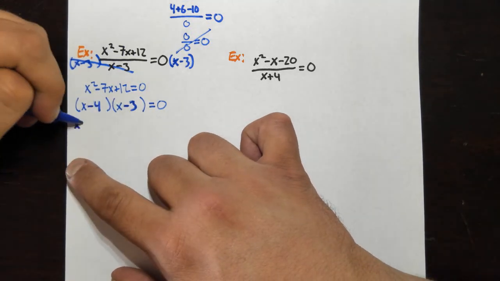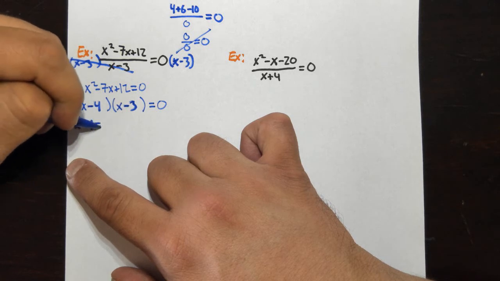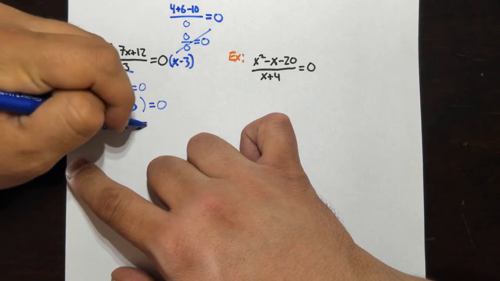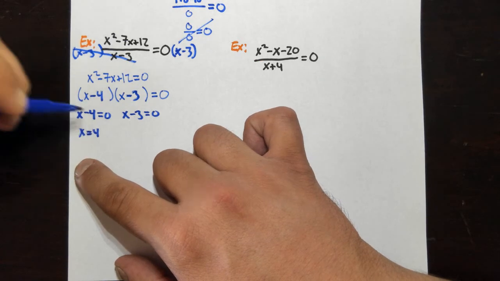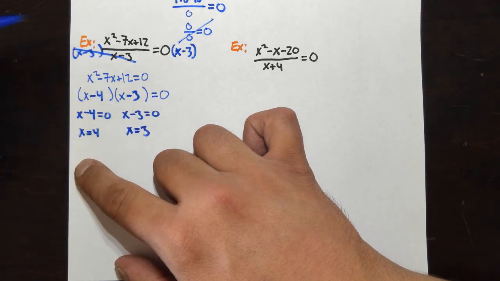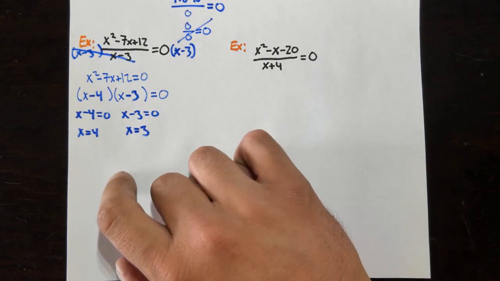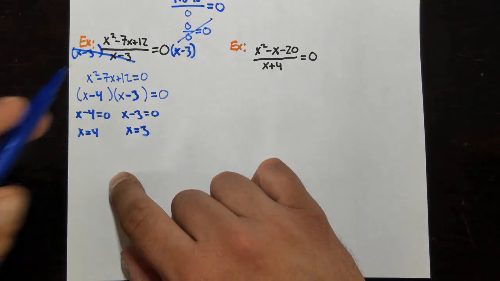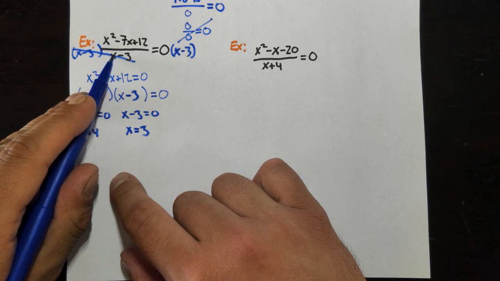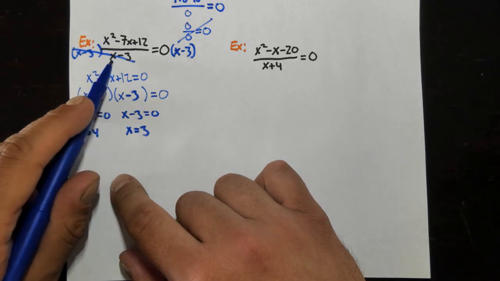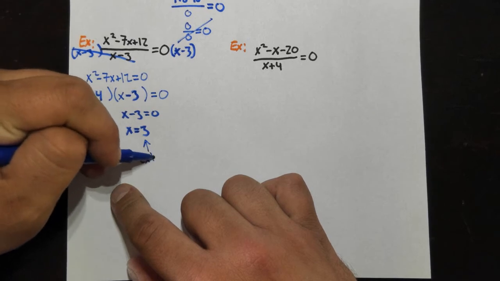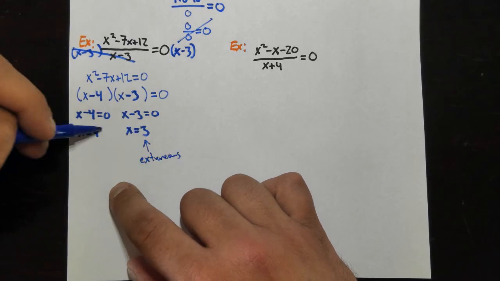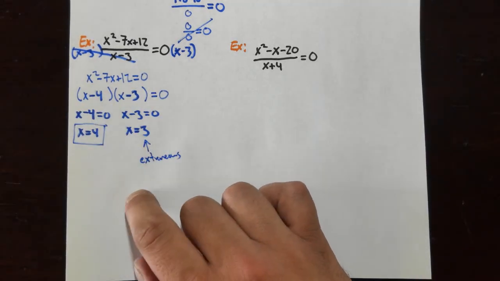So, set each factor equal to 0 and solve for x. As you can see, this is going to become positive 4, and this is going to become positive 3, if you do the math. But which one of these is extraneous? Well, the 3 is extraneous, because if I plug it in, we get 0 on the bottom, so we can't have this. So this is the extraneous solution. And this is our answer, x equals 4.